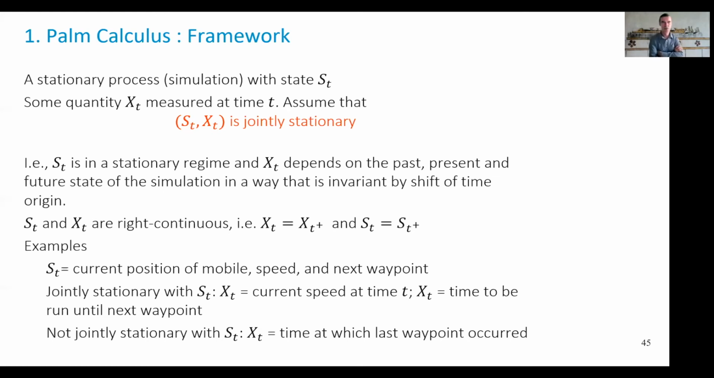But as I've tried to motivate, it applies to all kinds of situations where sampling bias might play a role. Palm calculus is a bit complicated if we want to do it very, very formally. I will try to give a gentle introduction based on simulation here.